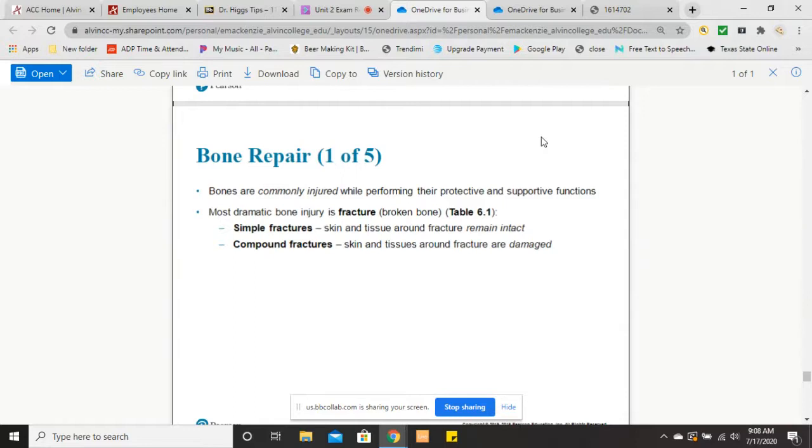But sometimes when you break a bone, it will stick out of the skin. It will pierce the skin. It will break the skin. It will damage the skin. We call these compound fractures. Turns out compound fractures are more common in movies because they're more dramatic. It's more dramatic to see the bone sticking out. So movies love to show compound fractures.